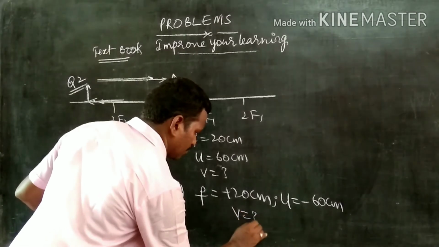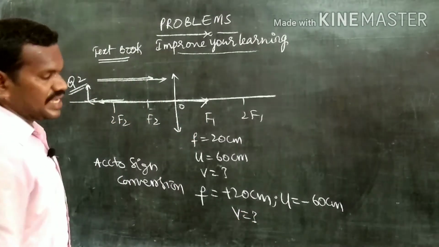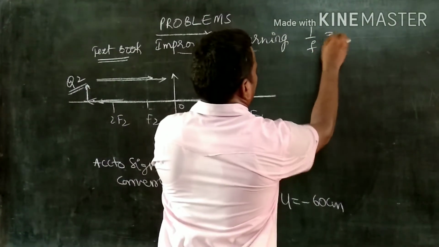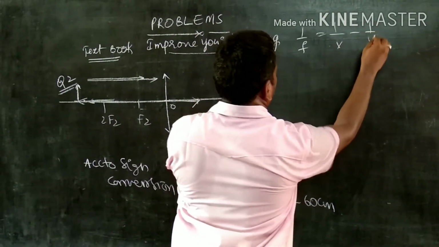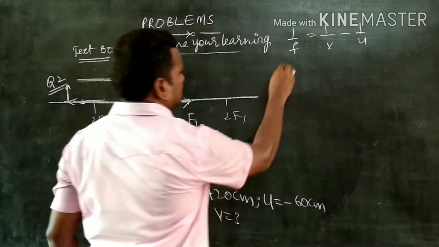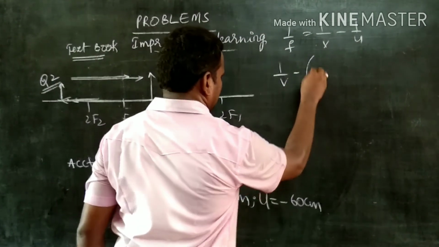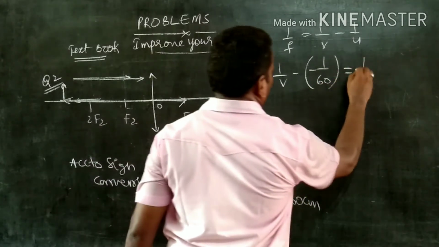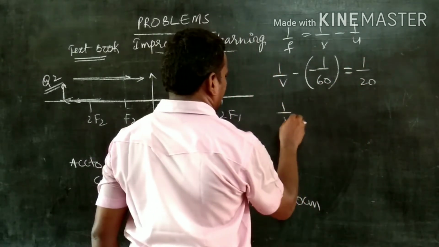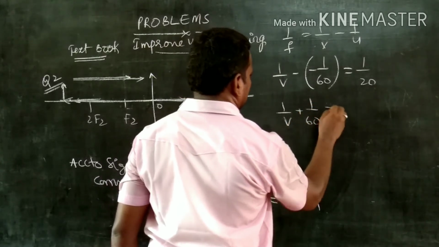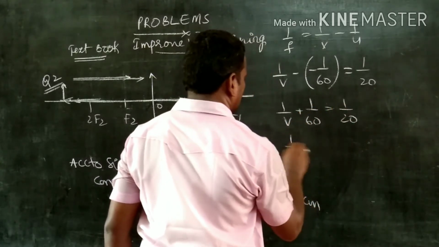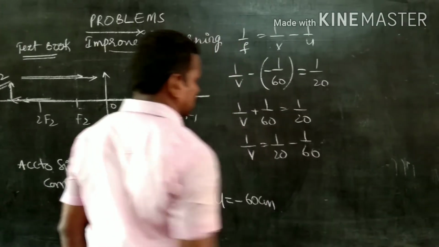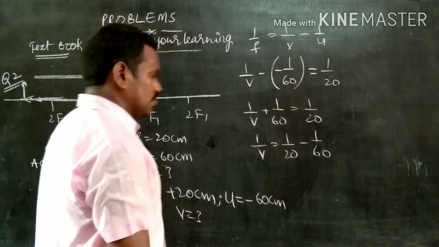Then we should find out v. We already know as per the lens formula, 1/f = 1/v - 1/u. We can write it like this also: 1/v - (-1/60) = 1/20. 1/v + 1/60 = 1/20. Then 1/v = 1/20 - 1/60. Why? Because I require only v.